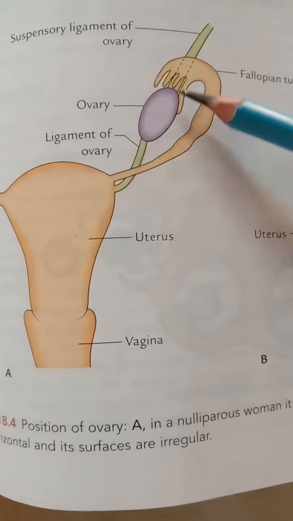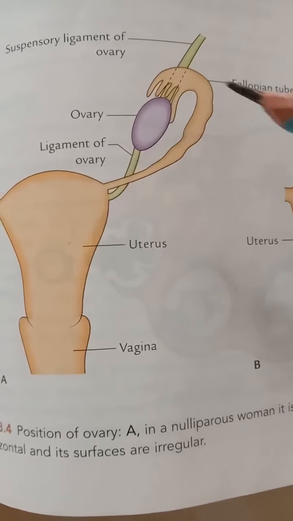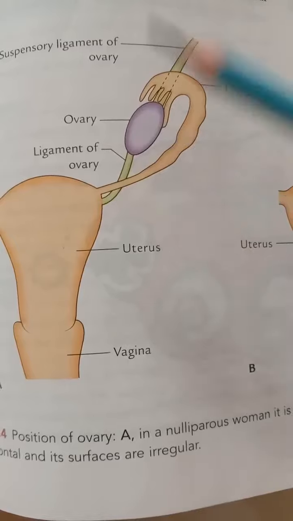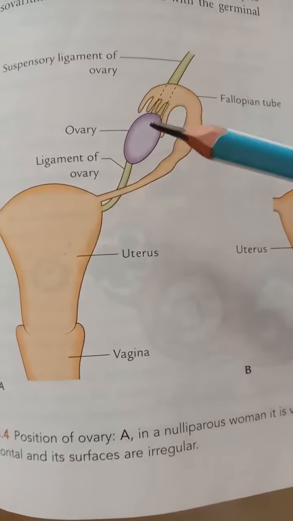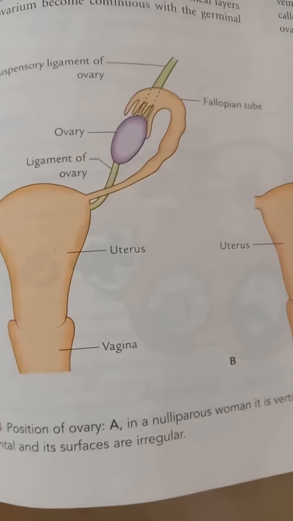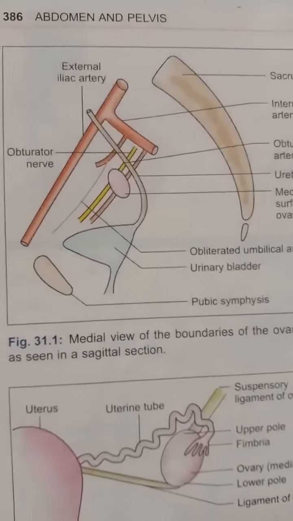So here in this diagram, the violet-colored structure is the ovary. The measurement of the ovary: the length is 4 centimeters, the breadth is 2 centimeters, and the thickness is 1 centimeter. That means 4, 2 and 1 centimeter. After that, let's see the location of the ovary. Here in this diagram you can see the location.